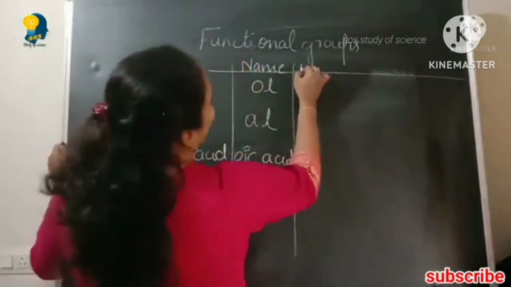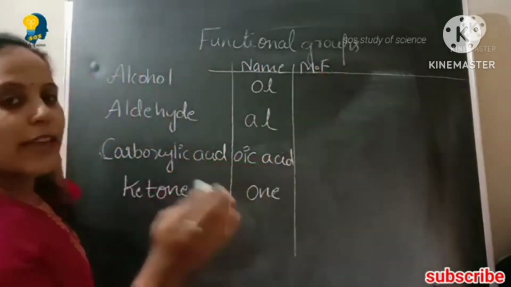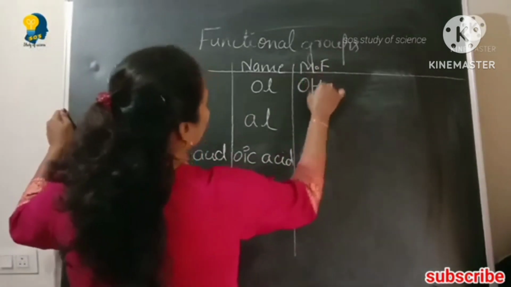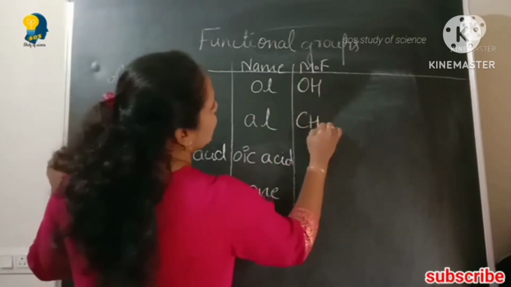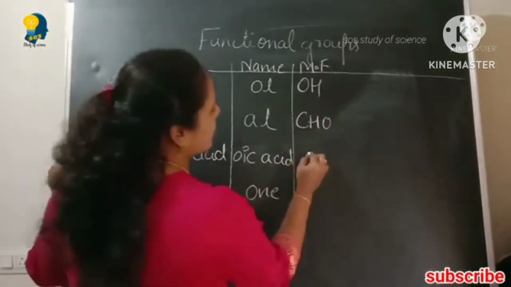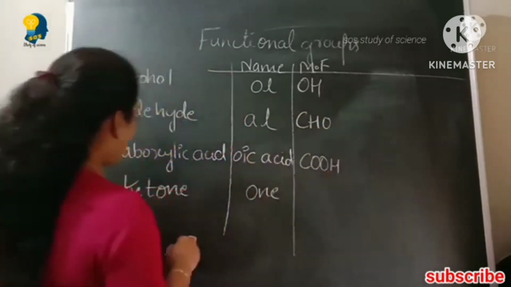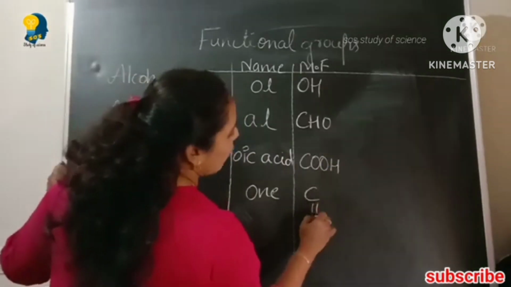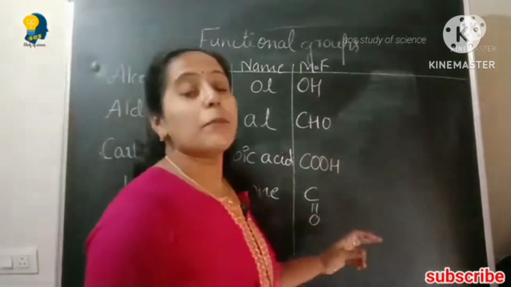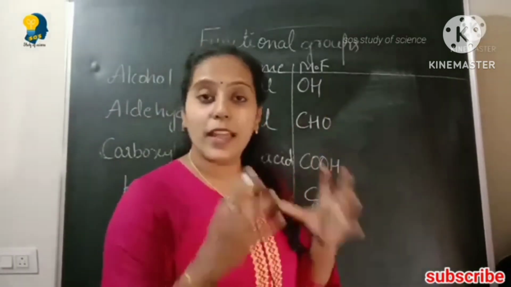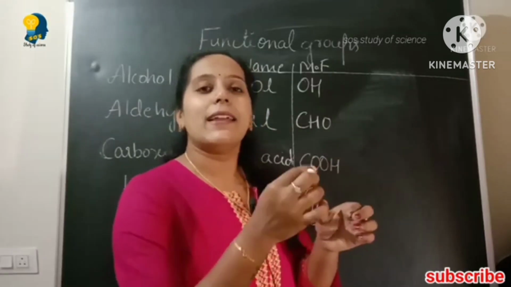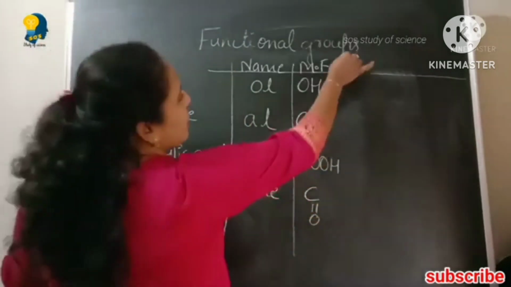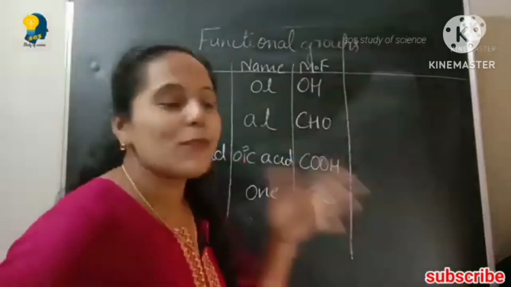Now it comes to the molecular formula. In the molecular formula, at the end, alcohol is represented by OH, aldehyde is represented by CHO, carboxylic acid is represented by COOH, and ketone is represented by C double bond O. That means the oxygen will be bonded to the carbon by a double bond. So this is how we write the suffixes in the case of molecular formula.